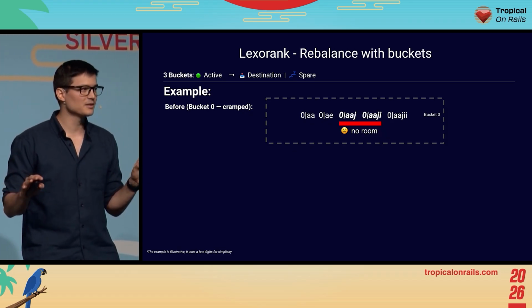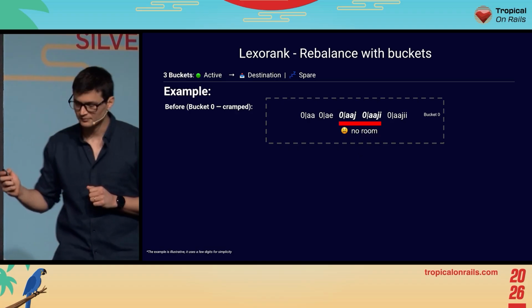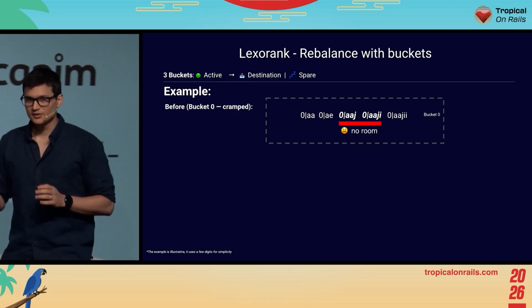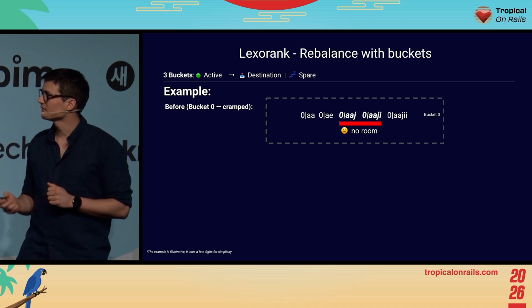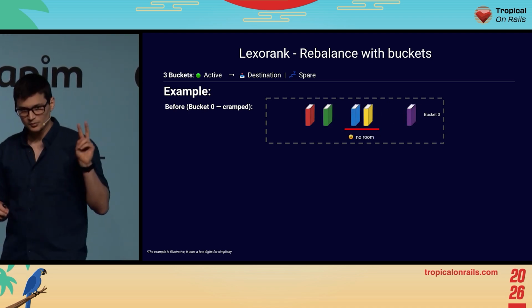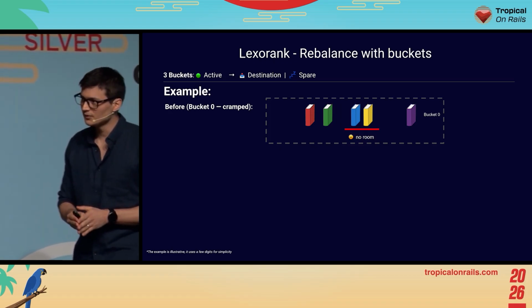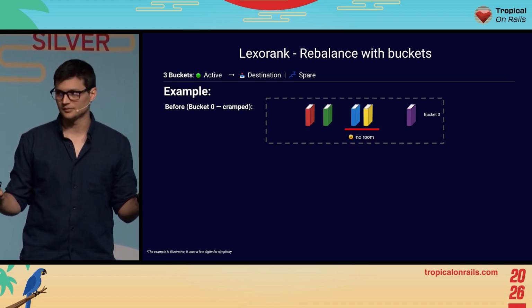This might sound a little bit complicated, so let's visualize this with an example. For this, I'm not going to use strings. They are very hard to read. I'm going to use books, same as before. So here, two books are too close together, blue and yellow. All the elements are in bucket 0.